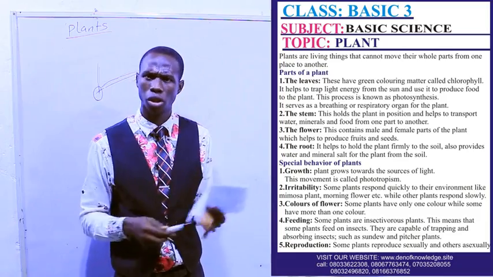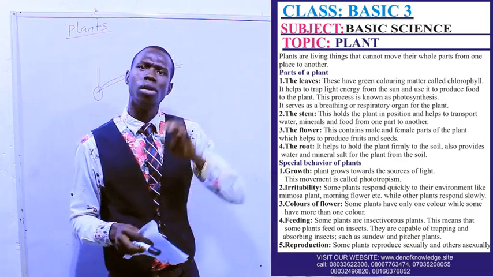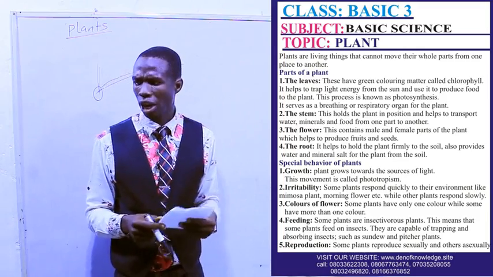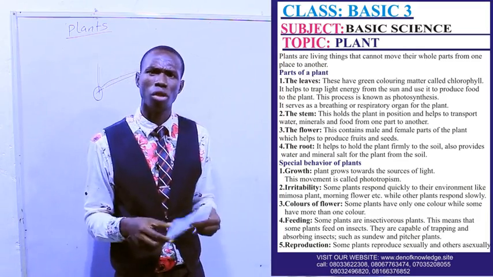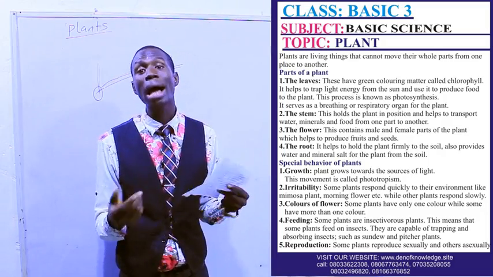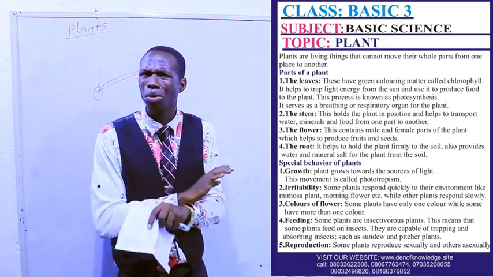Now we have reproduction. Some plants have sexual reproduction and some asexual. Sexual is a combination of two organs, that's male and female organ, while asexual is just the one that can reproduce alone.